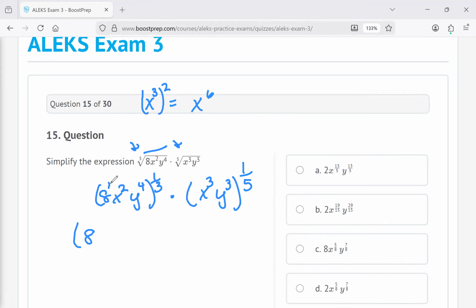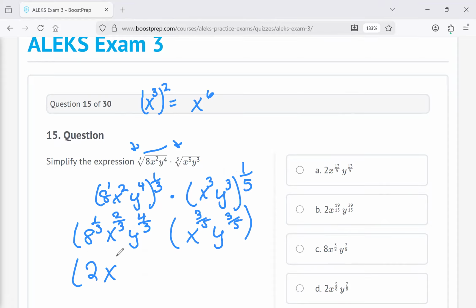So this has an invisible 1. So 1 times 1/3 is 1/3. And then 2 times 1/3 is 2/3. 4 times 1/3 is 4/3. And then here, 3 times 1/5 is 3/5, and 3 times 1/5 is 3/5. And then simplify it. What's 8 to the 1/3? That's the same thing as the cube root of 8, which is 2. So you have 2x to the 2/3, y to the 4/3, and then times x to the 3/5, y to the 3/5.